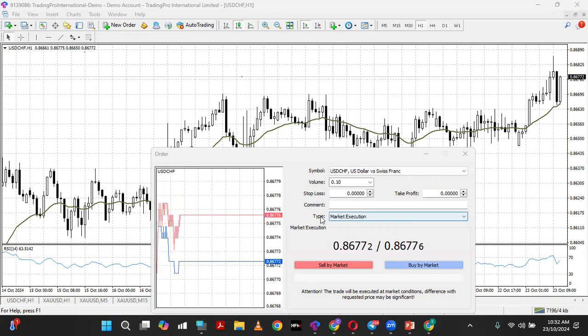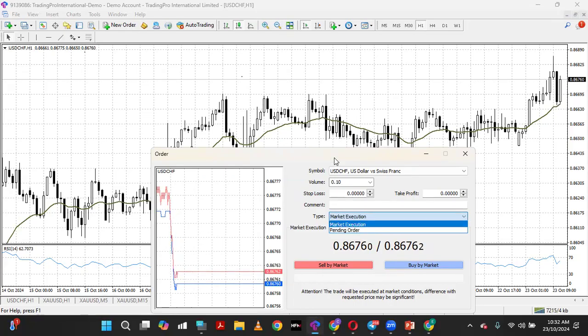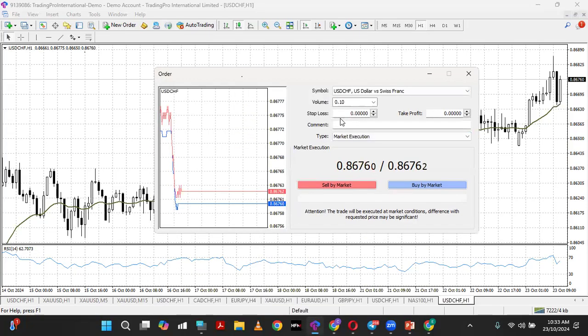Then we have what you call type. Under type, you have market execution and you have pending order. Now, market execution is instant. That means if I've put in my stop loss and take profit, once I click sell, it goes into the market. Once I click buy, it goes straight into the market. Are we on the same page?